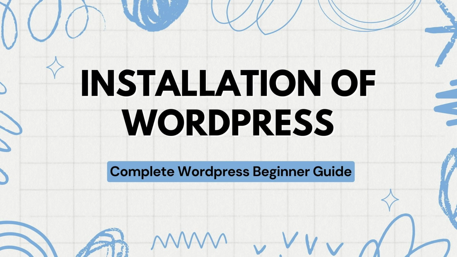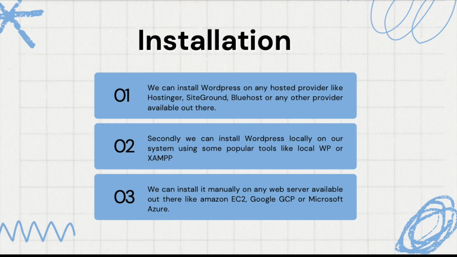So, there are many different ways we can install WordPress. Like, we can install WordPress on any hosted provider like Hostinger, SiteGround, Bluehost, or any other provider out there. Secondly, we can install WordPress locally on our system using some popular tools like LocalWP or XAMPP. And we can also install WordPress on any web server available out there like Amazon EC2, Google GCP, or anything.